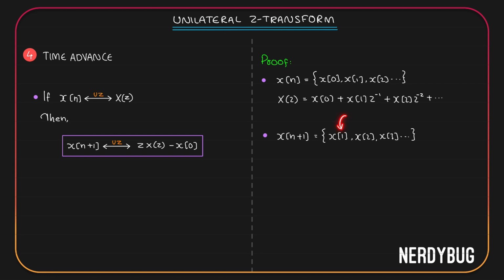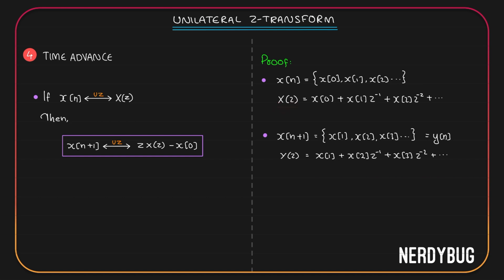It starts at x of 1 because for unilateral Z transform, we only take values of n from 0 to infinity. So if you take the first value 0, x of 0 plus 1 becomes x of 1. So the first term of x of n plus 1 is x of 1. Let's call it y of n so that we can call its Z transform Y of z. Y of z will be the 0th term multiplied by z raised to 0 plus first term multiplied by z raised to minus 1 plus second term multiplied by z raised to minus 2 plus it goes on like that.